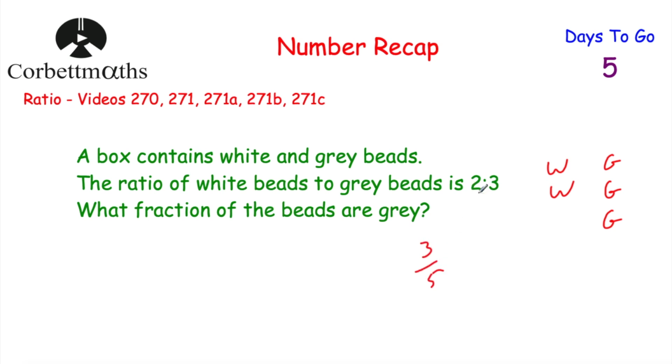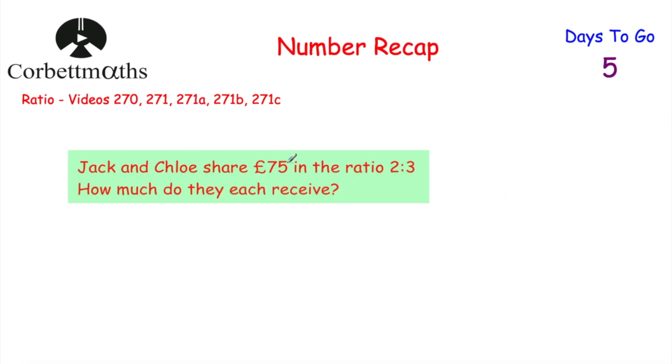So if you add together the numbers in the ratio, that's what will go in the denominator, and the number for the one that you want, so in this case the 3 for the grey, goes in the numerator, and that's it. Also with ratio, sometimes you ask to share a number in a given ratio.